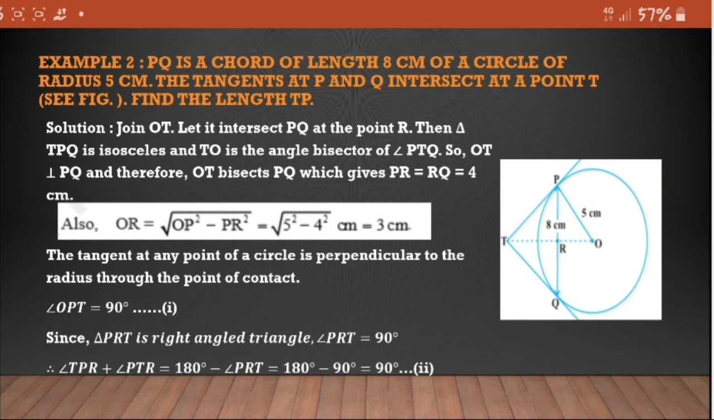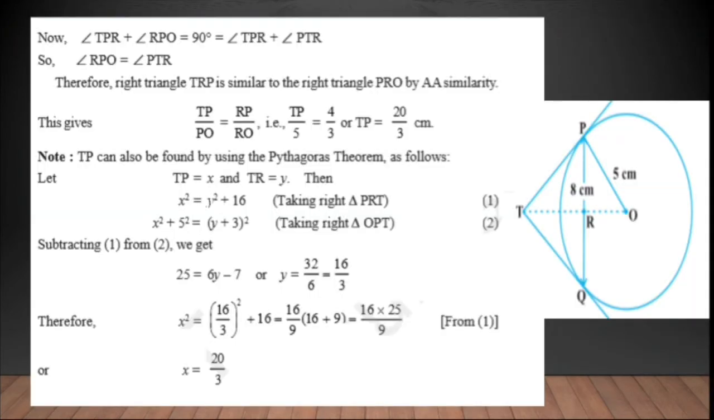So check the next slide. From equation number 1 and equation number 2, you can say that this angle plus this angle is equal to this angle plus this angle. TPR plus RPO is equal to TPR plus PTR. Now TPR is common, so they will cancel each other. So you are getting RPO is equal to PTR. That means these two angles are the same.